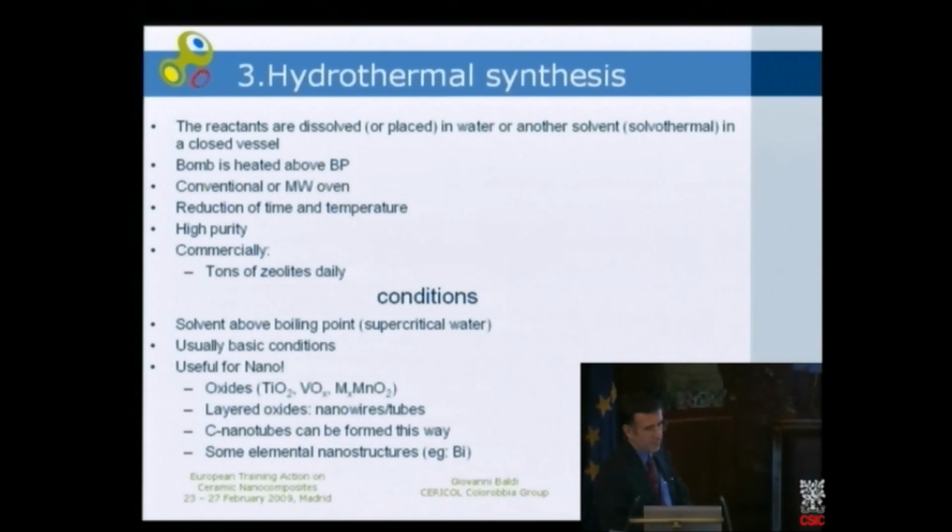Many oxides can be produced by this technique. For example, titania, vanadium oxide, spinels, manganese, and so on. We can also produce layered oxides, nanowires, tubes. Carbon nanotubes can also be formed in this way, or some elemental nanostructures, for example, bismuth.